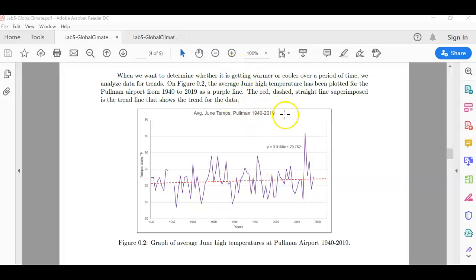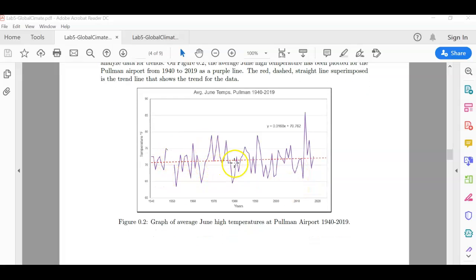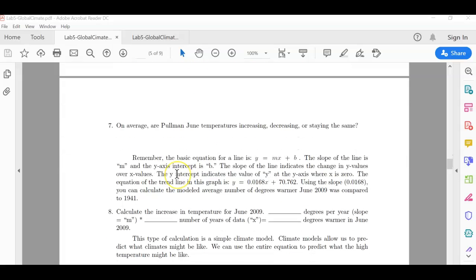The red dashed line right here is superimposed on top of the purple line, and it is the trend line that shows the trend for the data. So basically this is the whole data, and this is just the trend that you are seeing throughout those nearly 80 years, right? Cool. So question number 7.